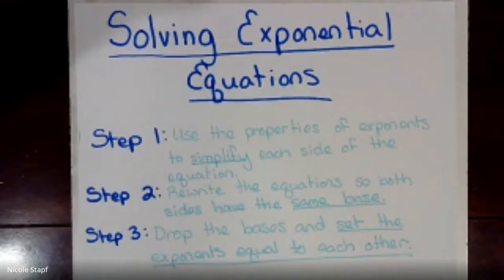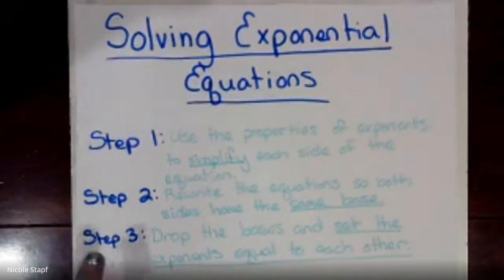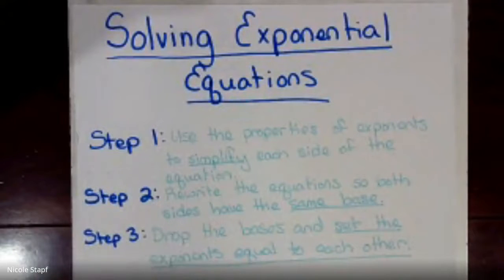So when we solve exponential equations in this manner, there are three steps that we need to be aware of. Our first step is going to be to use the properties of exponents to simplify each side of the equation. Our second step is going to be to rewrite the equations so that both sides have the same base. And we'll talk about what all this means here in a minute. Step 3 is going to be to drop the bases and set the exponents equal to each other. These are your 3 steps that you need to know in order to be able to solve exponential equations.